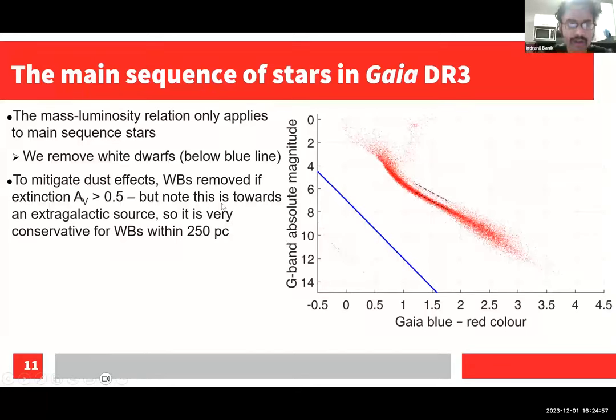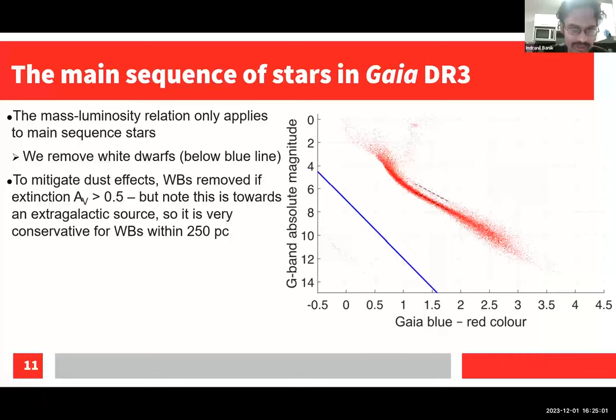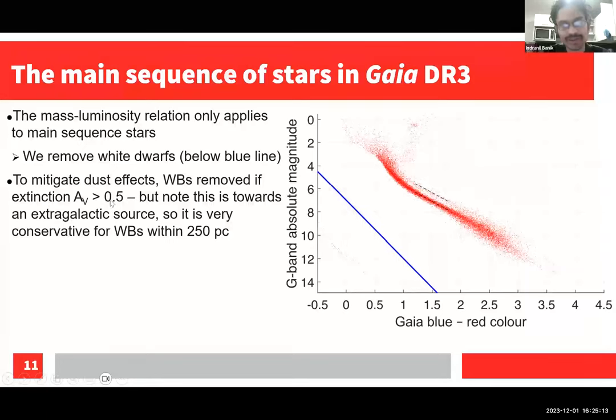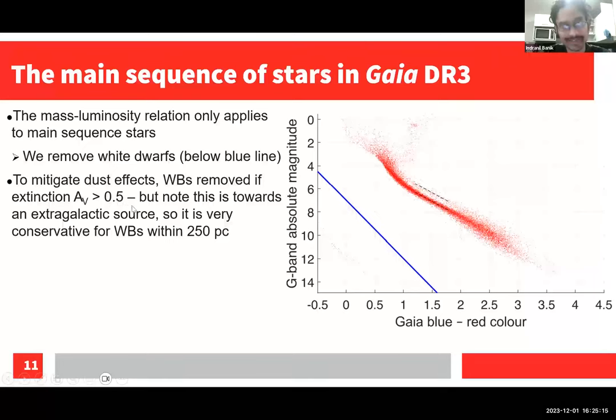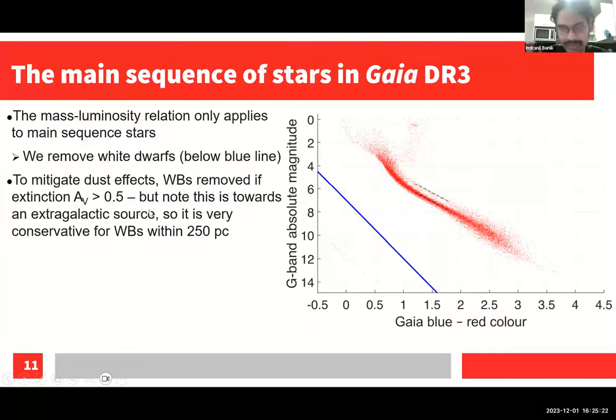We also removed wide binaries in which either star is in a direction where the dust extinction is more than 0.5. But that's towards an extragalactic source. So the dust extinction towards the stars in the wide binary is probably much smaller. So this is fairly conservative. Dust is not supposed to play a major role for wide binaries within 250 parsec.